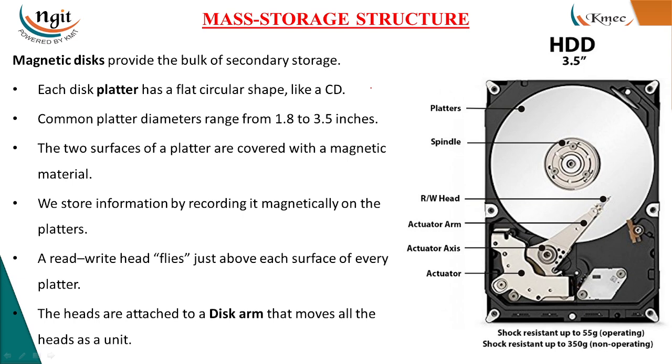In general, the size of a magnetic disk today is 1 TB to 2 TB. Previously it was a few hundred GBs. Now we are using a minimum of 1 TB hard disk. So, magnetic disk or hard disk. This is your hard disk drive, the magnetic disk drive.